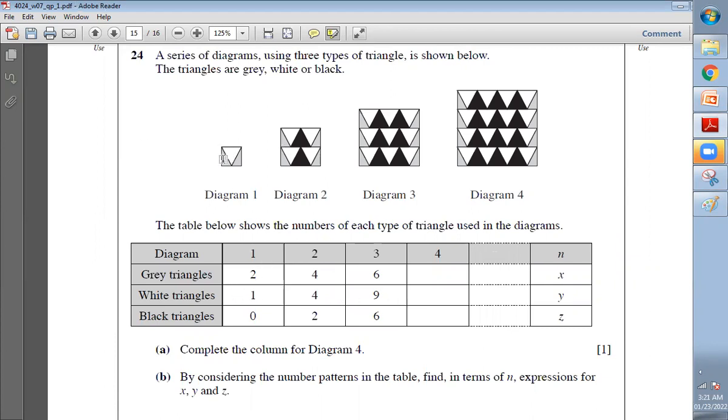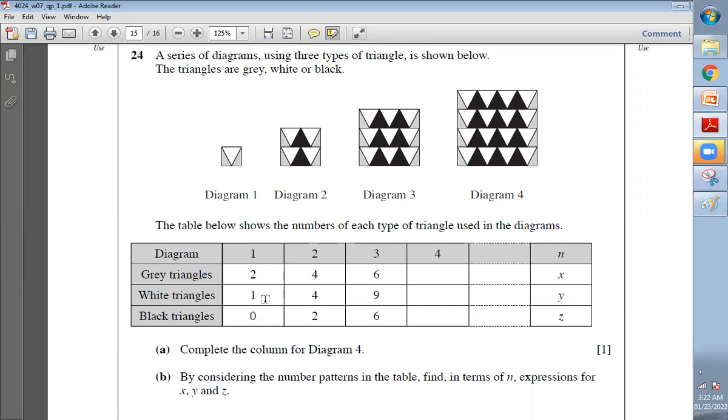So the gray tiles, 2 tiles in the first pattern, 4 tiles in the second pattern, then 6 tiles in the third pattern, and then there will be 8 gray tiles in the fourth pattern. So here I will write 8. In the first pattern, the white triangles are 1. In the second, it's 4. And in the third, it's 9. And in the fourth, it will be 16.